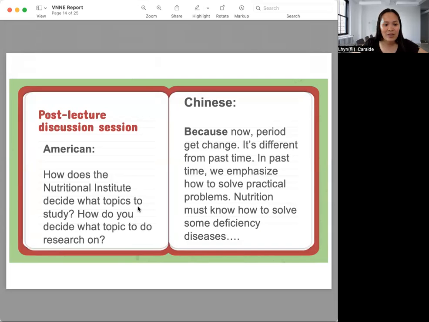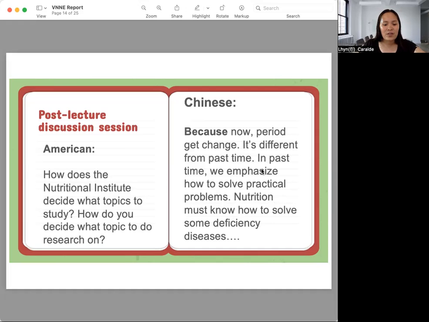Next one, the post-lecture discussion session, and this one is the question raised by the American and the Chinese answering. American: how does the Nutritional Institute decide what topics to study? How do you decide what topic to do research on? The Chinese answered, because now period get changed. It's different from past time. In the past time, we emphasize how to solve practical problems. Nutrition must know how to solve some deficiency diseases and so on.